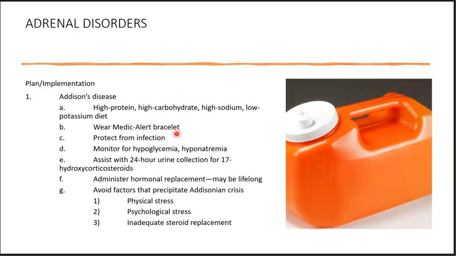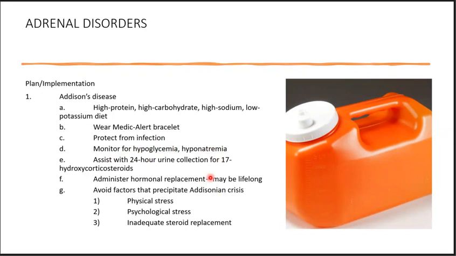We also want him to wear a medical alert bracelet because clients with Addison's disease can go into an Addisonian crisis. So we want to know what's happening with this client. We want him to wear a bracelet that gives us this information. Again, because it is not producing enough glucocorticoids, we want to protect this client from infection. Remember, the plasma cortisol level is decreased, so you want to protect him from infection. We also want to monitor for hypoglycemia. Remember we said the blood sugar level is decreased in Addison's disease. You also want to monitor for hyponatremia, the low sodium levels we talked about.